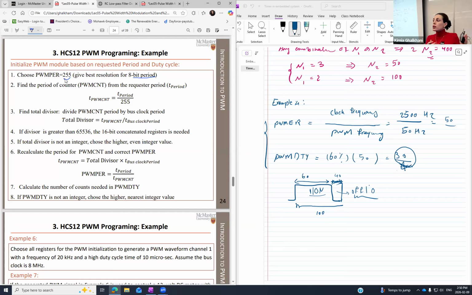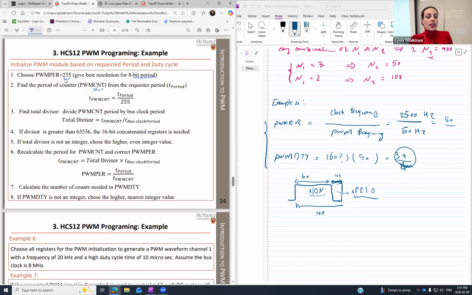Still, I'm having an 8-bit. That's a different thing. Do not confuse resolution with the register bits. Register bit is always 8, but resolution, I'm gonna just increase. If I'm having 255, means this is an 8-bit. Now, if I'm gonna find out the period, CNT stands for counter, kids. CNT stands for the counter.